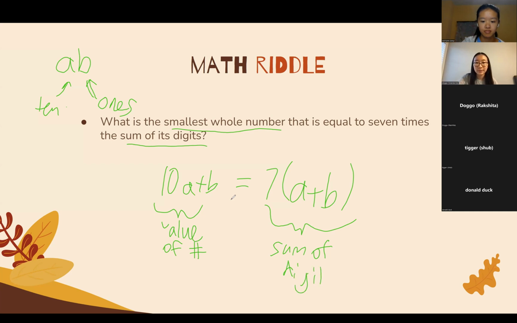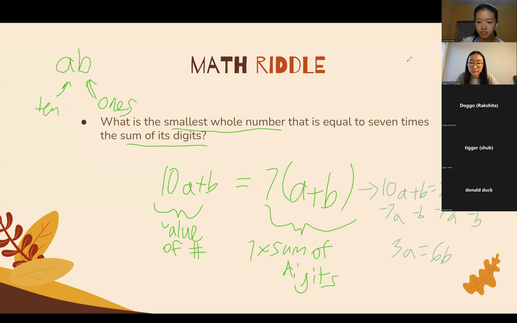And now we can just work this out. If we simplify it down, we get 10A plus B equals 7A plus 7B. Then subtract 7A from both sides, and subtract 1B from both sides, and we get 3A equals 6B. So what Zachary is saying in the chat is correct. If we divide both sides by 3, then we get A equals 2B.